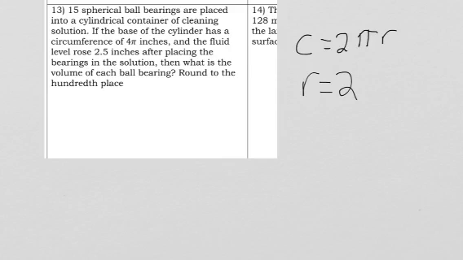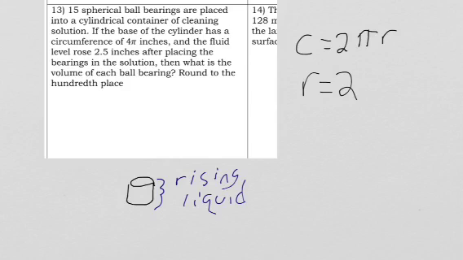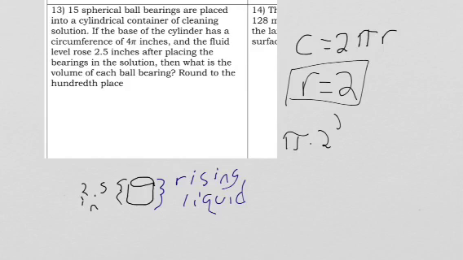So what we have is, if we model the liquid that rose, we actually do get a cylinder, right? So this is just going to represent the liquid that rose after the ball bearings had replaced it. So this is the rising liquid. It has a height of 2.5 inches, right? And it has a radius of 2, as we discovered. So we can do pi r squared times height, pi times 2 squared times 2.5. That's going to give us the volume of the risen liquid.